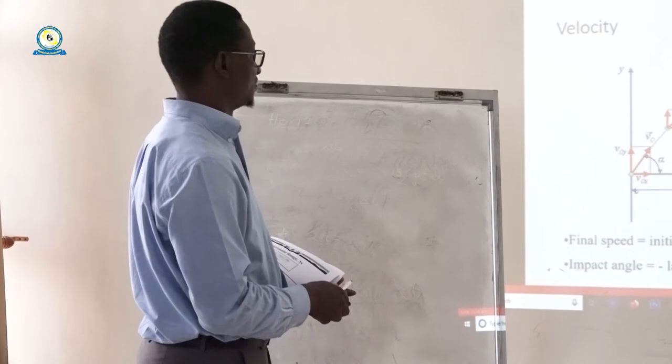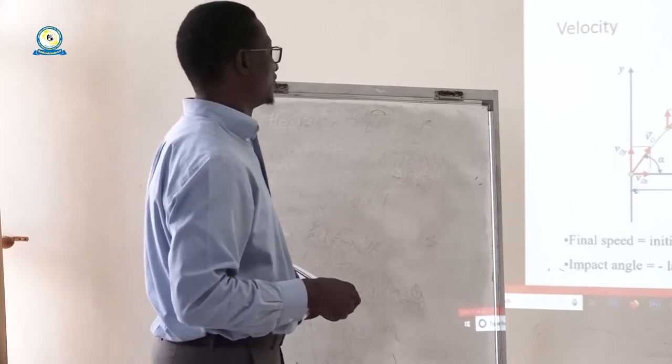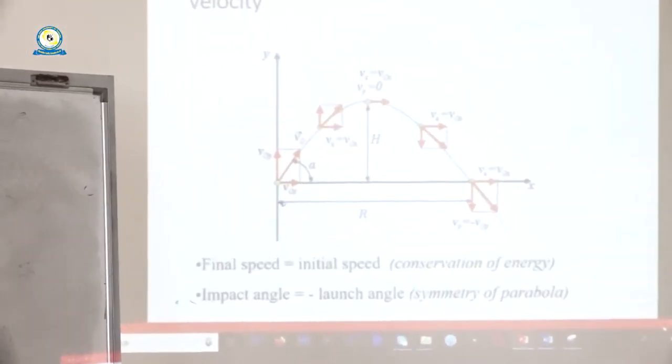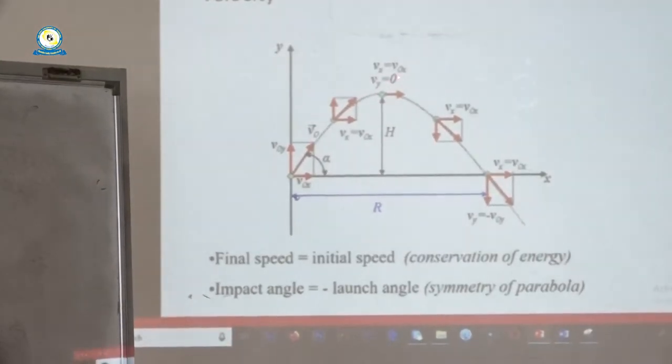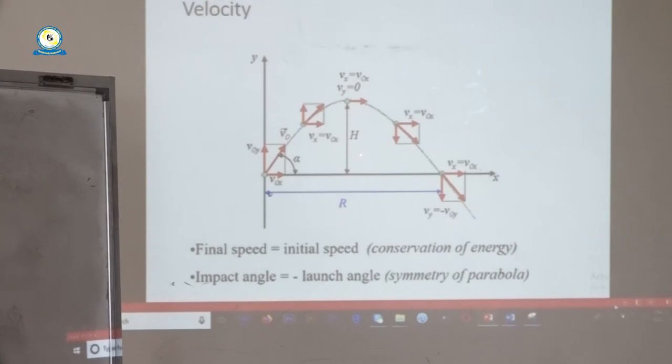Then velocity, as we can see, there are vertical and horizontal components everywhere, but only at this point there is no y component, it's zero, only x component. This point is the point of maximum height, when y equal to zero. Final speed is equal to initial speed. If final speed equals initial speed, it means conservation of energy, and impact angle equal to minus launch angle. Launch angle is this one here, and impact angle is this one.